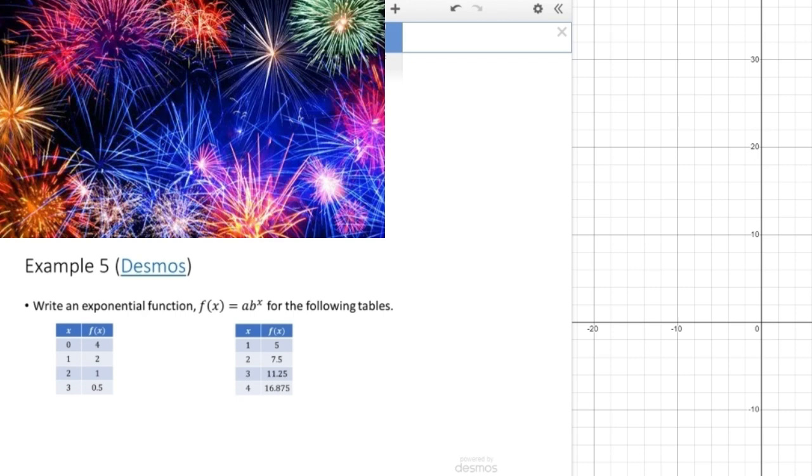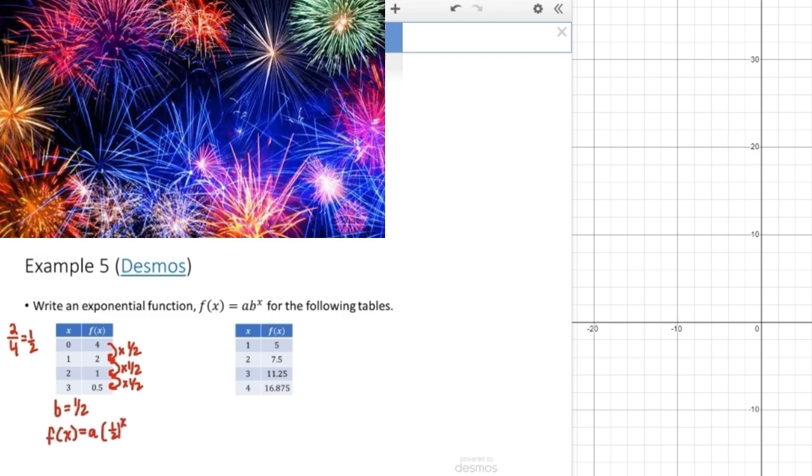If we do 2 divided by 4, we get 1/2. So to go from 4 to 2, I would have to multiply by 1/2. Would multiplying by 1/2 obtain the other function values? Well, if I multiply 2 by 1/2, I do get 1. And if I multiply 1 by 1/2, I do get 0.5. So from this, I can see that my decay factor, because we are getting smaller, is b equals 1/2. So I know f of x is in the form a times 1/2 to the x.